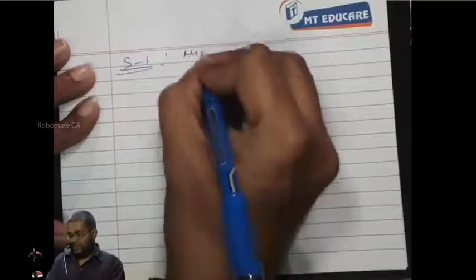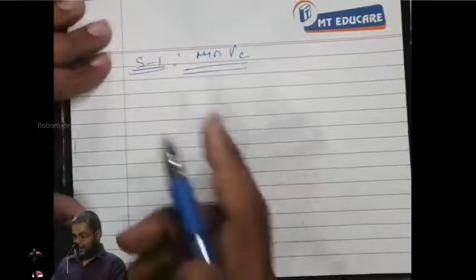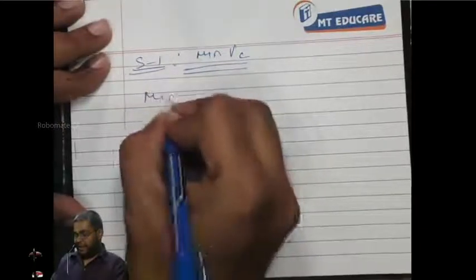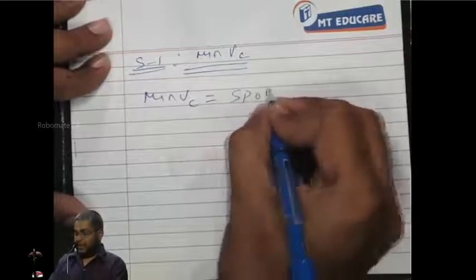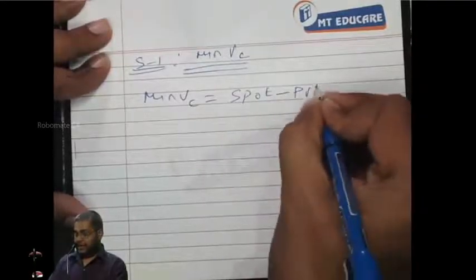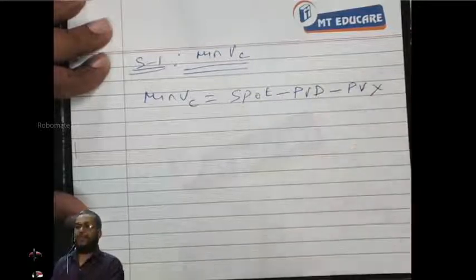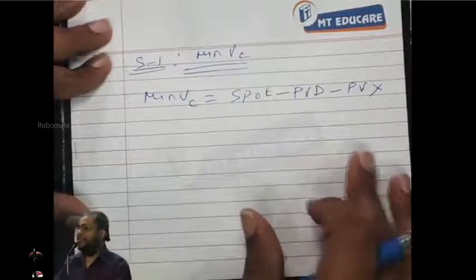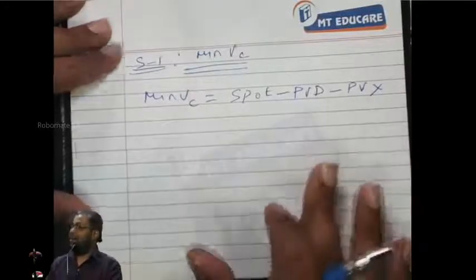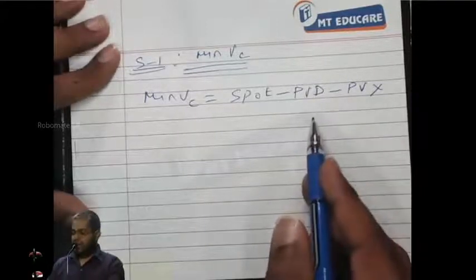Step one, minimum value of call option. Let's do it together. Tell me the formula. Minimum value of call option is equal to spot price minus present value of dividend minus present value of strike price. Accept or not, spot price minus present value of dividend minus present value of strike price is the minimum value of the call option. Now, I should do two present value calculations, dividend and then what?